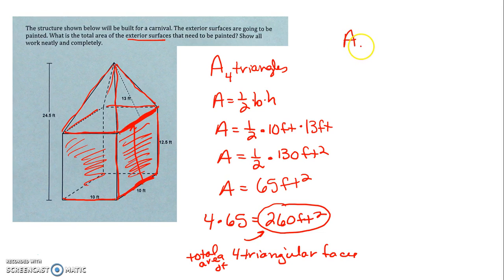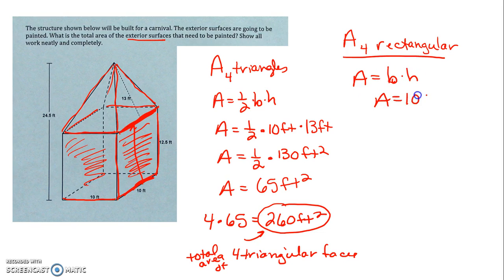So the area of our 4 rectangular faces that we care about, because we're not going to worry about the bottom because it's sitting on the ground, is base times height. We just figured out that the base of each of those is 10 feet times the height is 12.5 feet. I'll use estimation in my head at first. 10 times 12 is 120, so if my answer doesn't come out near 120, I know I have a problem. 10 times 12.5, 125, beautiful.